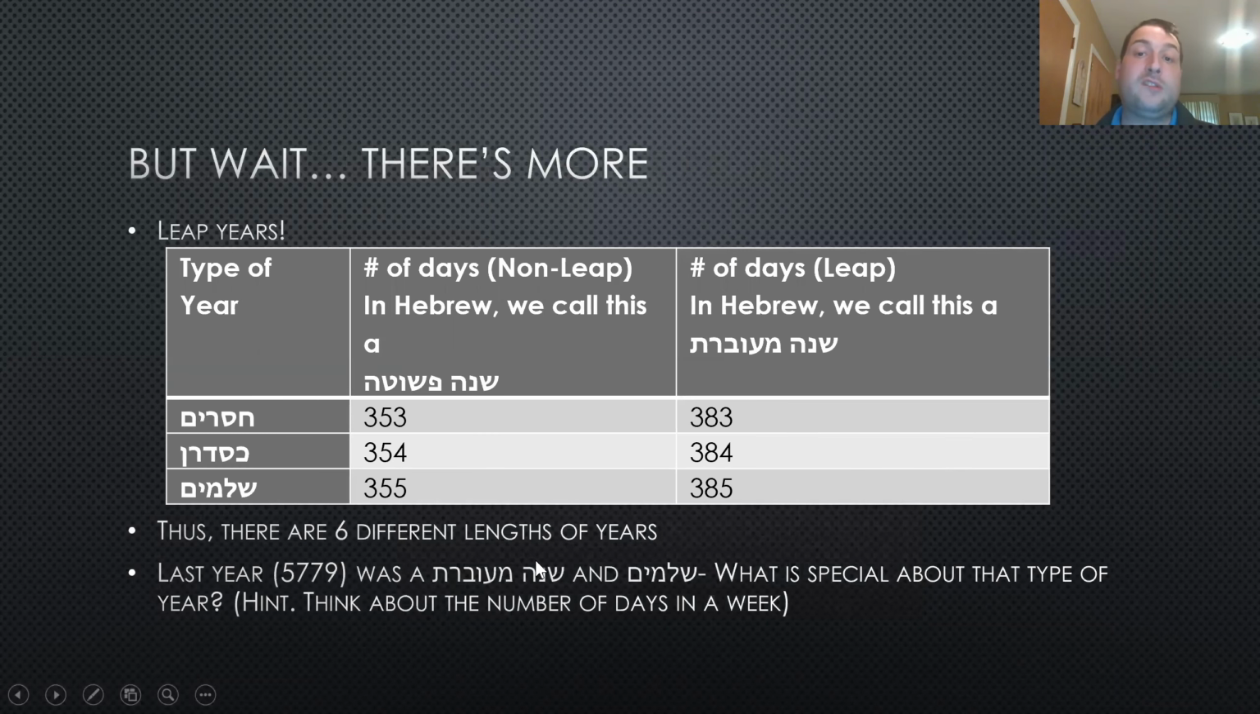But then we have also leap years and not leap years. So really we have 6 different lengths of the year. We have 353 or 383, which are both Chaserim years. 354 and 384 are Kesidran years, and 355 and 385 are Shlemim years. We also talked about how Shlemim Shana Meuberet, which is 385, is a unique number in that it's divisible by 7, which means that Rosh Hashanah will be on the same day 2 years in a row, which actually happens quite frequently.